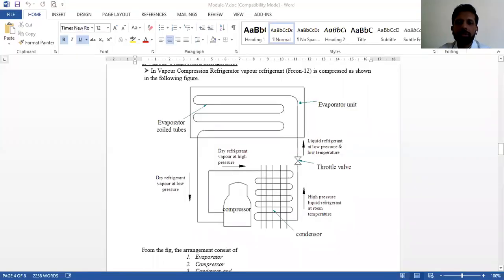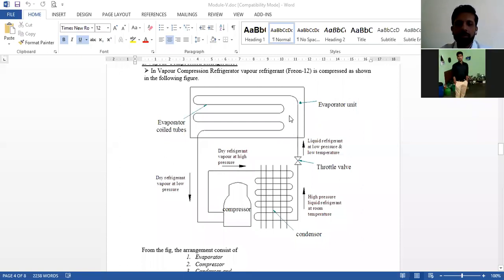Yes. So the previous class we had stopped at the vapor compression system, the vapor compression refrigeration. I'll just touch up on this once again, and then we'll go to the next type of working system. So what happens over here? We have the evaporator unit. That is nothing but the container inside the refrigerator where we are going to store the items.